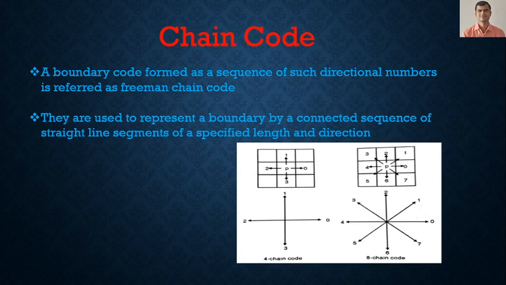Now these chain codes are used to represent a boundary, which is nothing but a connected sequence of straight line segments of a specified length and direction. So here it is shown as 4-way chain code and 8-way chain code. Depending upon the length and the direction, we have the values 0, 1, 2, 3, and these rotate anti-clockwise. For 8-way chain code also, it varies from 0 to 7 in the anti-clockwise direction.